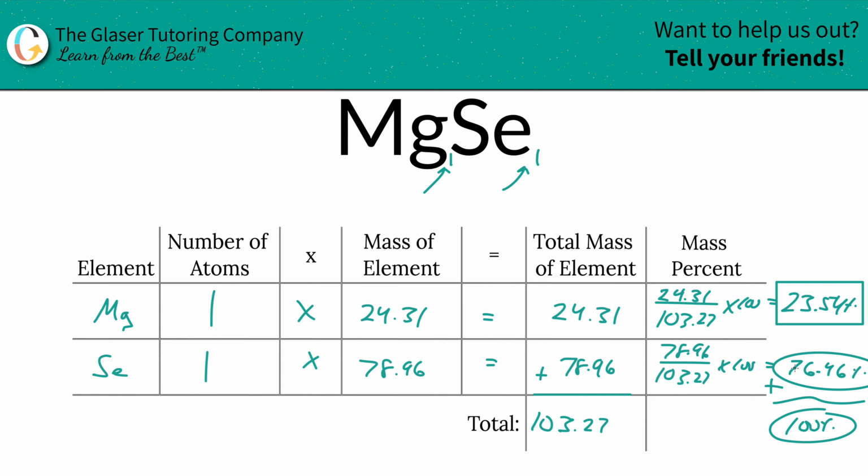Anyway, so, yeah, that's how you do it. Percent comp, mass percent, magnesium, and selenium of magnesium selenide.